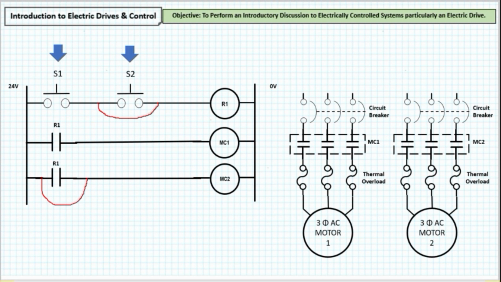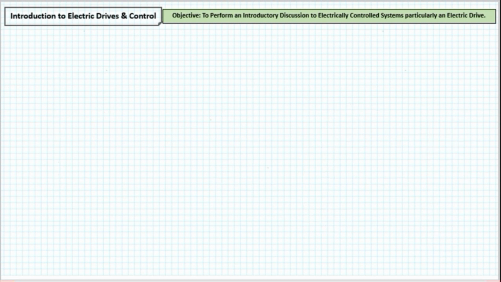So yun. Okay, so that concludes the introduction to electric drives and control. Okay, so the next video will tackle the circuit breakers, magnetic contactors, overload thermal relays, para mapag-aralan pa natin yung mga usual parts na ginagamit natin to create an electric drive.